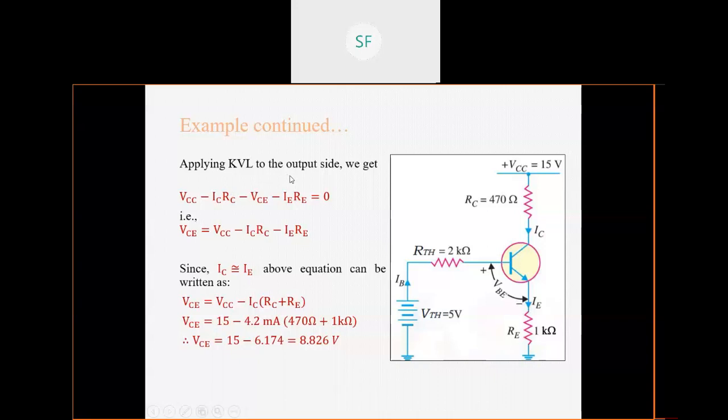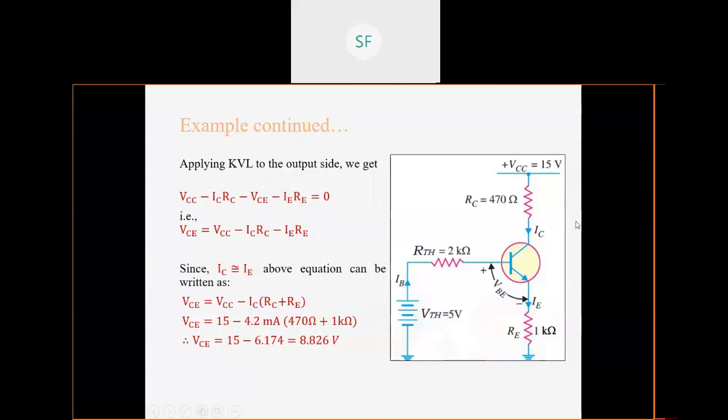Same process है हर बार. एक बार KVL input side को लगाना है, एक बार KVL you have to apply it on the output side. Give the polarity sign, and then you have to collect the terms. Then input side से आपको एक तो IB मिलेगा, नहीं तो IC मिलेगा, and output side से आपको VC मिलेगा. The process will always be the same.